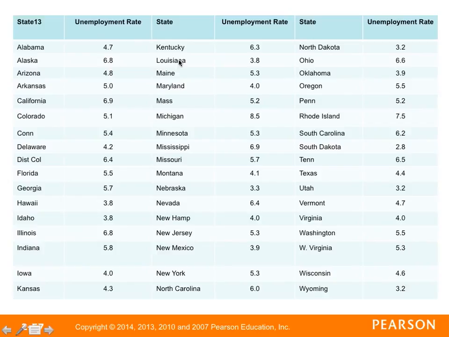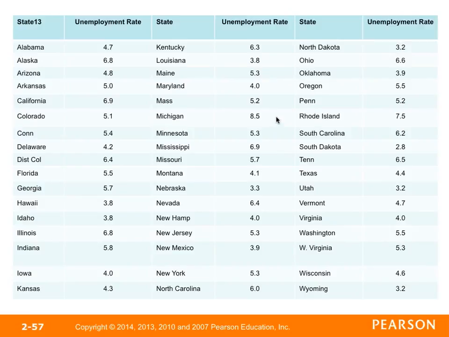Let's see if we can find our lowest. It looks like I see a 3.2. I'm trying to see if I see anything smaller. Yeah, I think North Dakota and Utah each have 3.2%. Oh, here's South Dakota, 2.8%. That looks like the lowest to me. And then the highest, there's 8.5%.